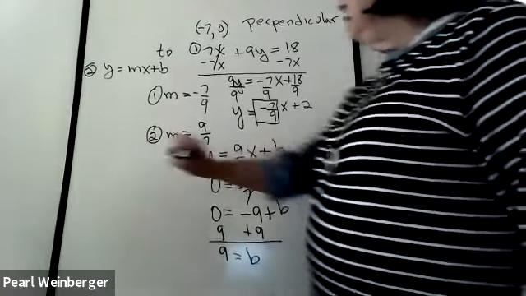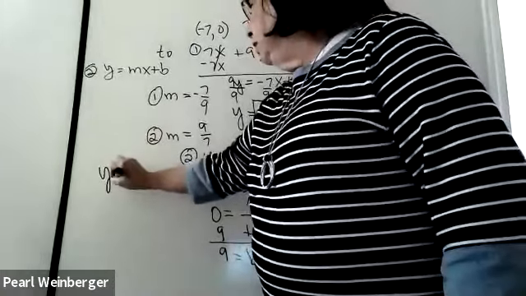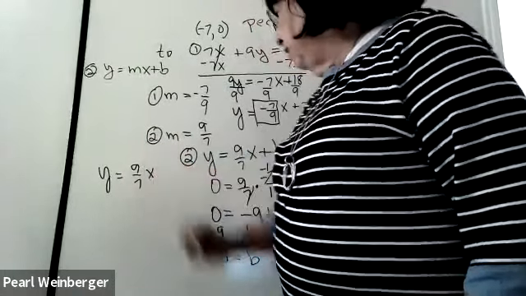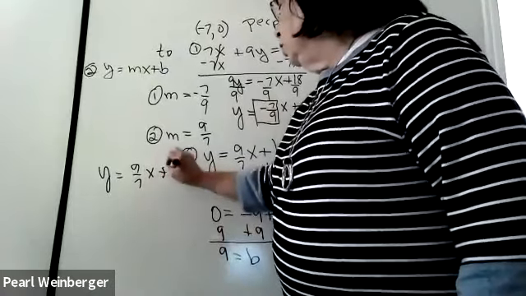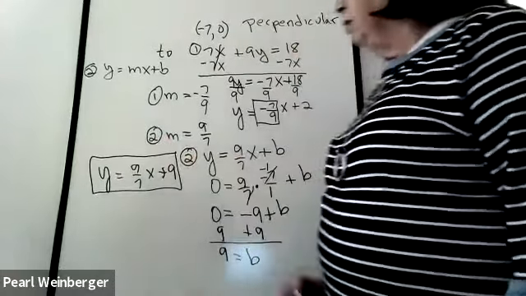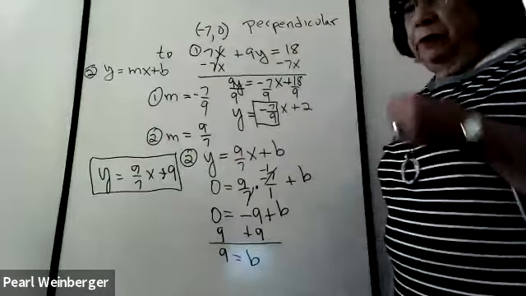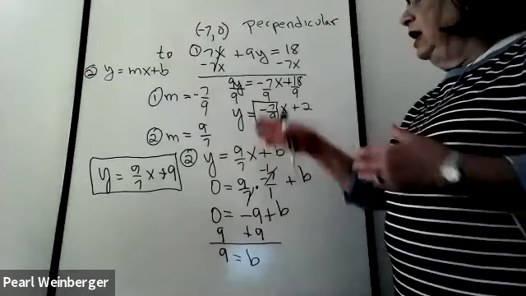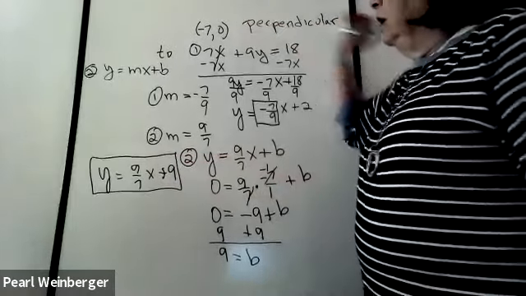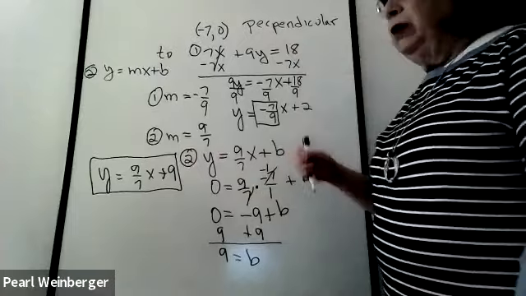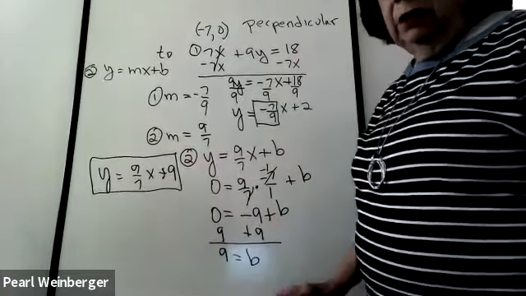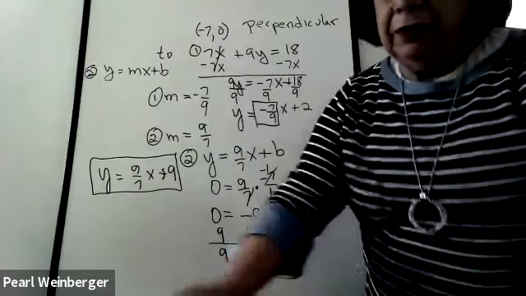So my new line's equation becomes y equals 9/7 x, because the slope is 9/7, plus 9, because the y-intercept is 9. This is the equation that we were looking for. So again, from a description of the line, which enabled me to figure out the slope, and from a point, we were able to write the equation of the line. Does anybody have any questions about these?